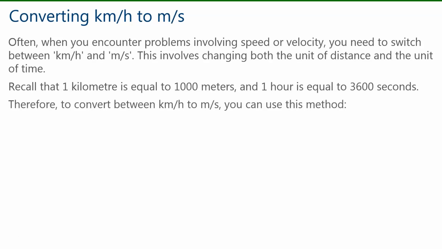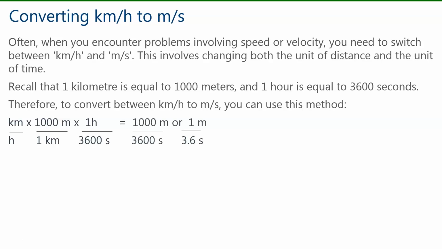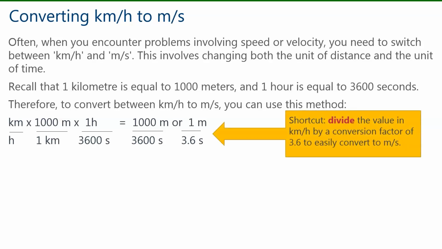Therefore, to convert between kilometers per hour to meters per second, you can use this method. Kilometers per hour times 1,000 meters in 1 kilometer times 1 hour in 3,600 seconds gives us 1,000 meters in 3,600 seconds, or 1 meter in 3.6 seconds. A shortcut is to divide the value in kilometers per hour by a conversion factor of 3.6 to easily convert to meters per second. So again, when you have kilometers per hour and you want to change it to meters per second, divide the value by 3.6.